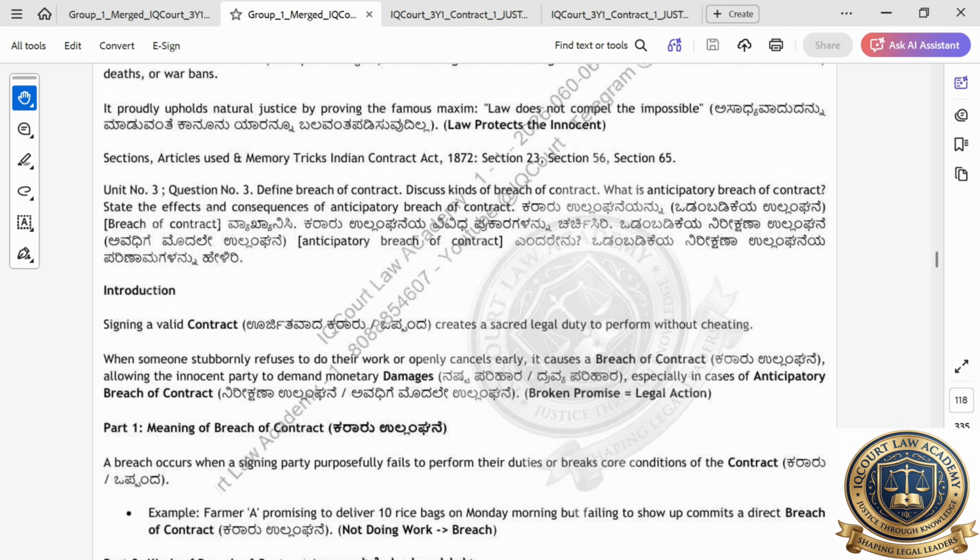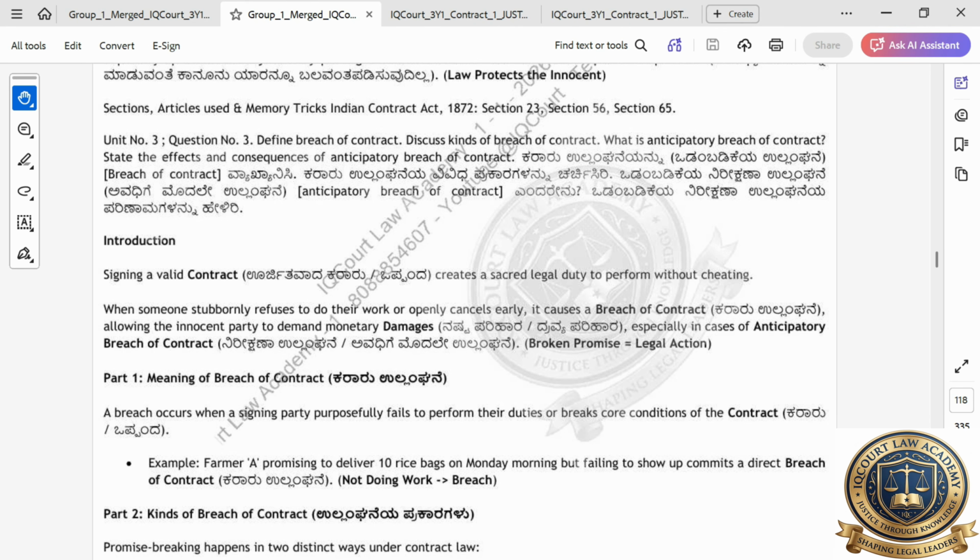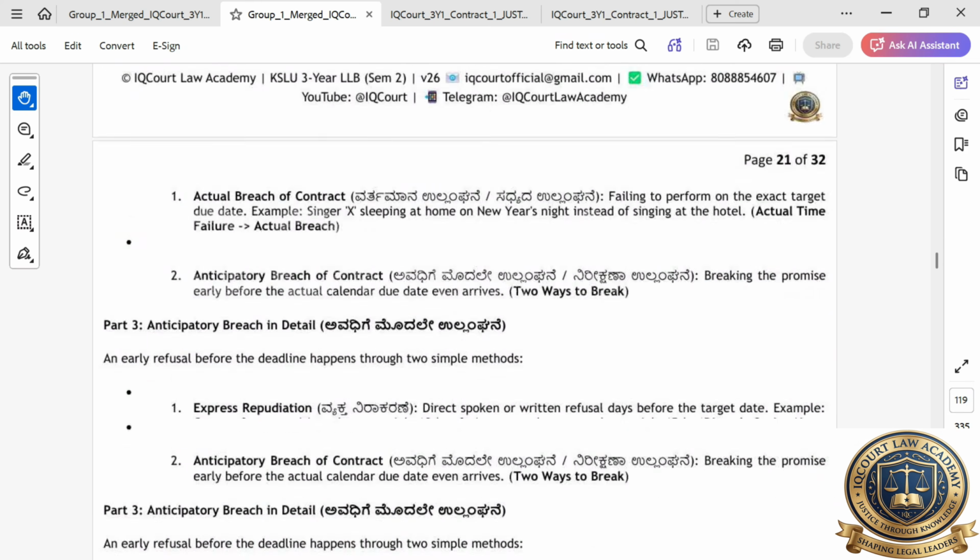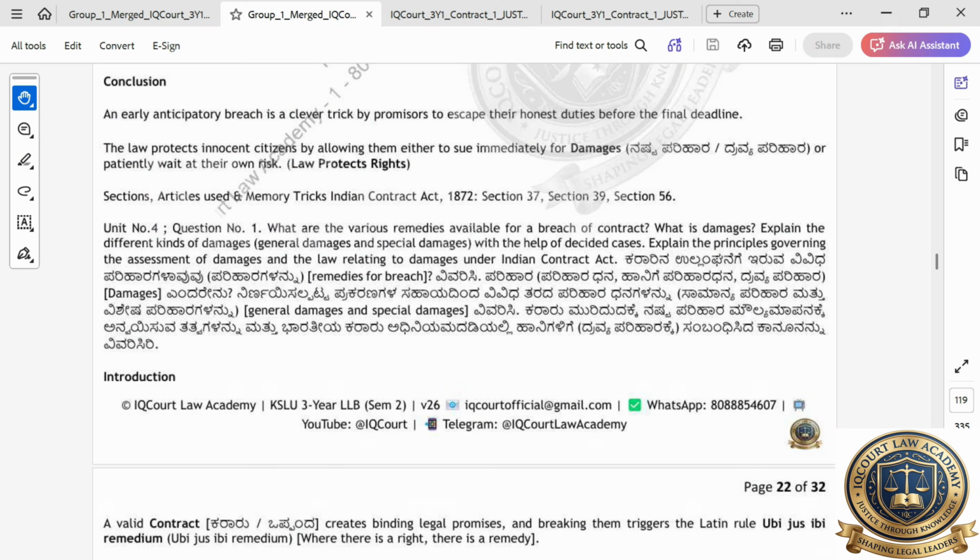Then we'll go to breach of contract. See, you are just cancelling the contract, you are not following the rules as per the contract. That's it, no need to explain this. You have to write it on your own. Then the fourth unit, we'll go to unit 4.